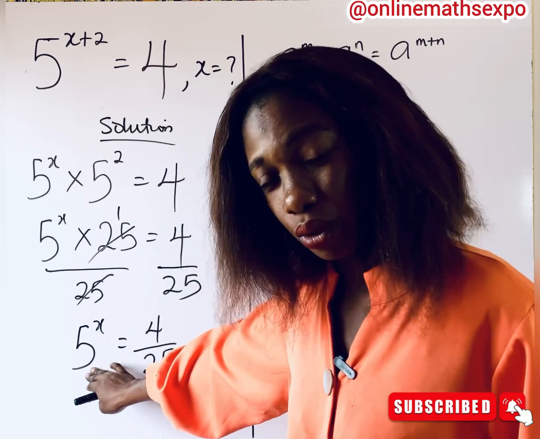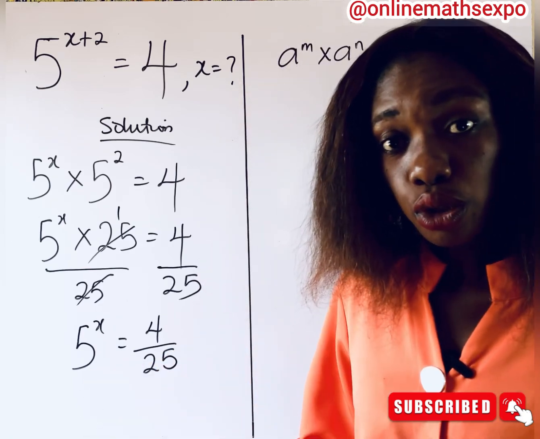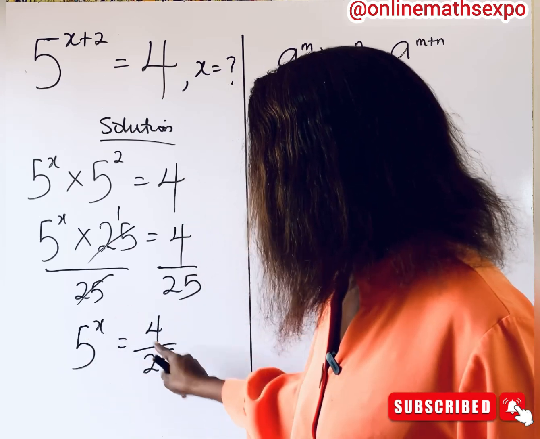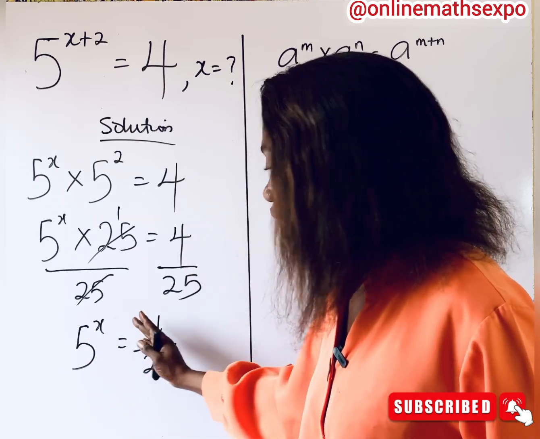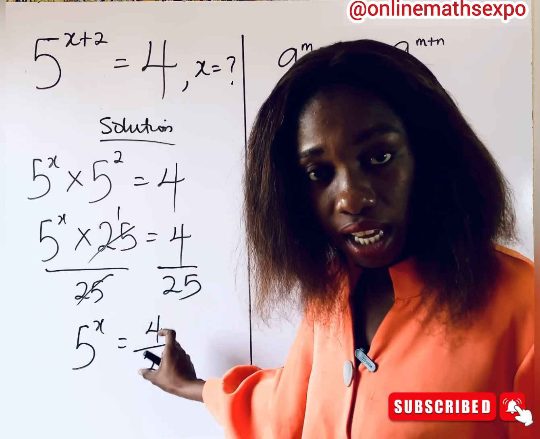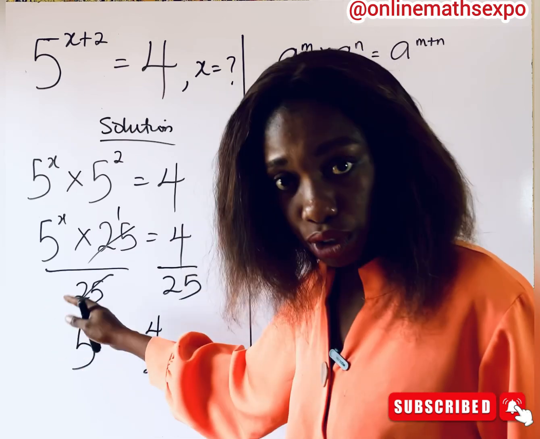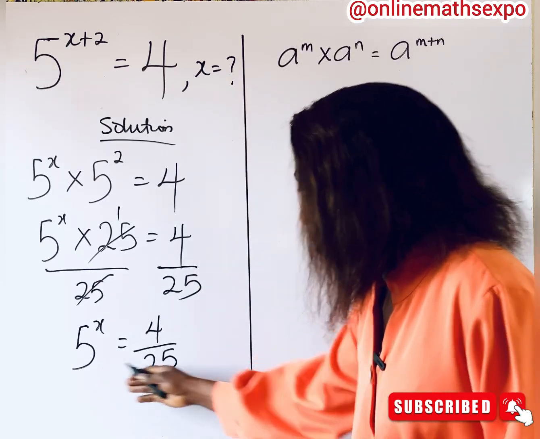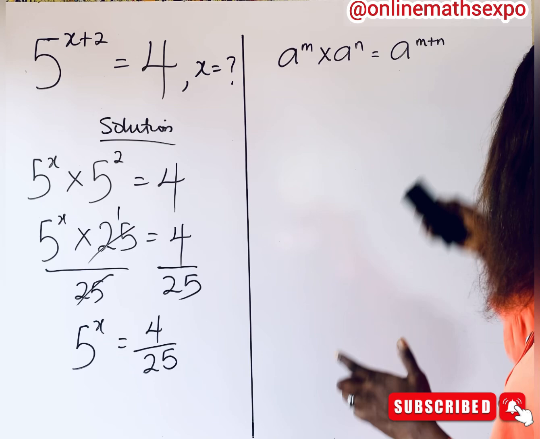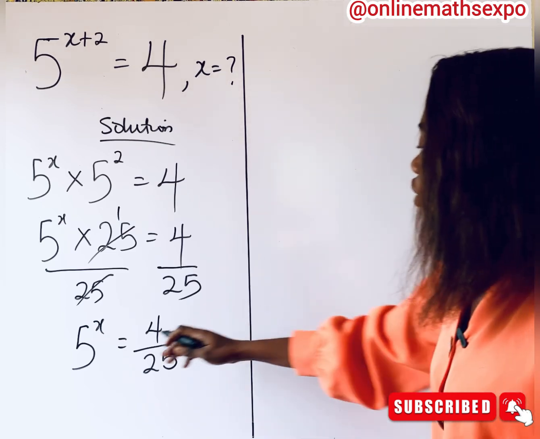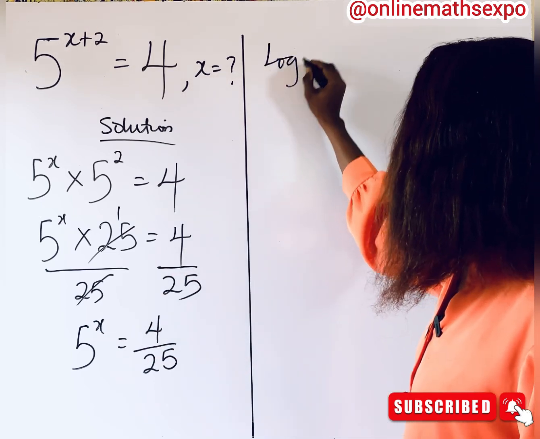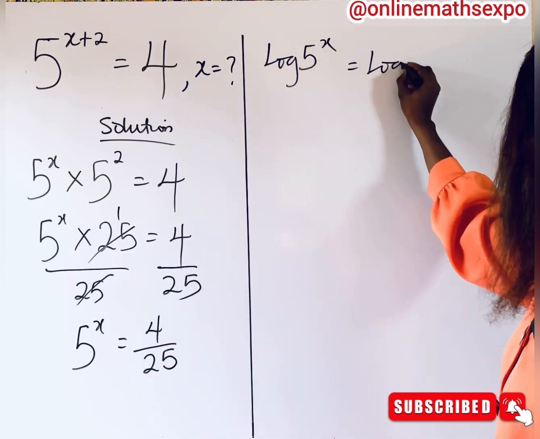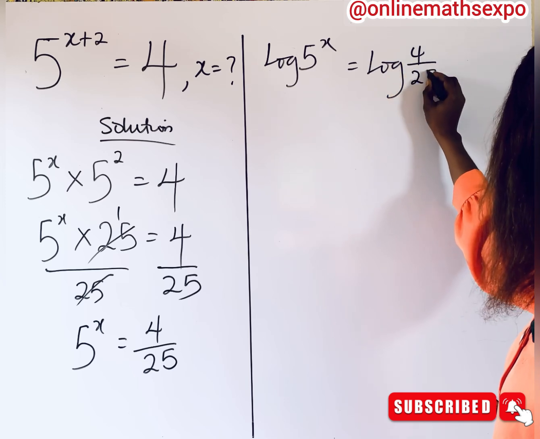At this point, you ask yourself, can we express 4 over 25 to be in base 5? Is it possible? Now, if your answer is no, just note it down that each time you're working with an exponential equation and you get to a point where you cannot express either the right side or the left side of the exponential in a base of the other, please remember to use your logarithm. So in this case, you are going to apply logarithm to both sides. So we have logarithm of 5 to the power of x is equal to logarithm of 4 over 25.